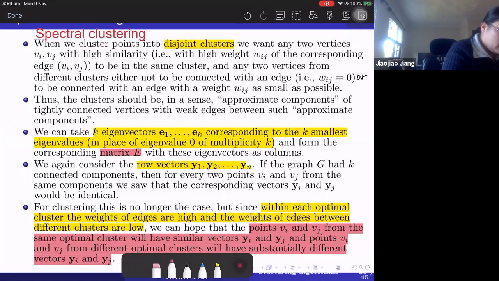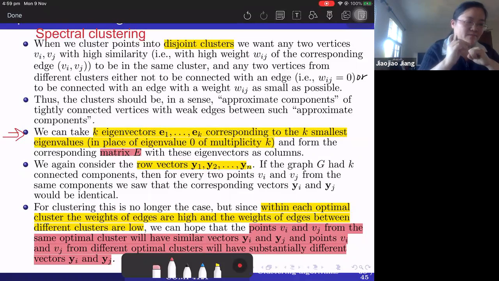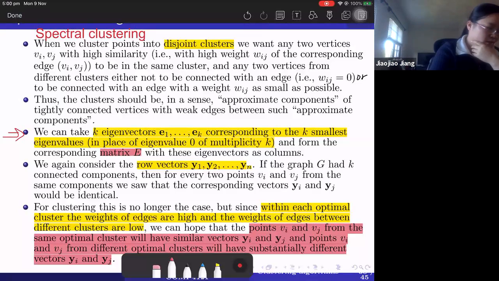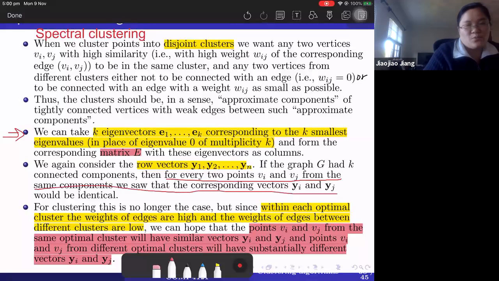Now, if we take k eigenvectors E1 to Ek corresponding to the k smallest eigenvalues, in place of eigenvalue 0 of multiplicity k, okay, instead of the k eigenvectors corresponding to eigenvalue 0, we choose the k smallest eigenvalues to approximate eigenvalue 0. All right, we take these eigenvectors and form the corresponding matrix E with the eigenvectors as the columns. And then again we consider the row vectors y1, y2 till yn. If the graph G had connected components, then for every two points Vi and Vj from the same component, the corresponding vectors yi and yj would be identical.